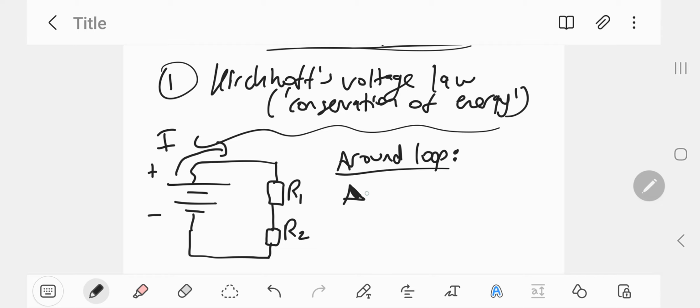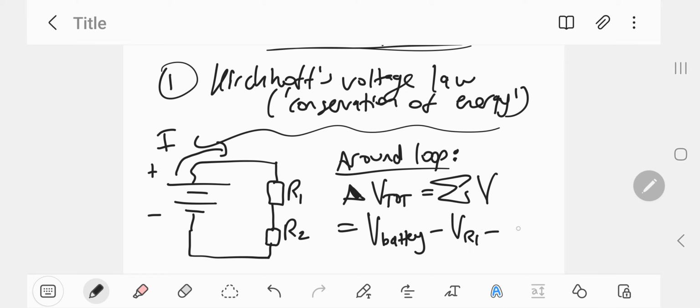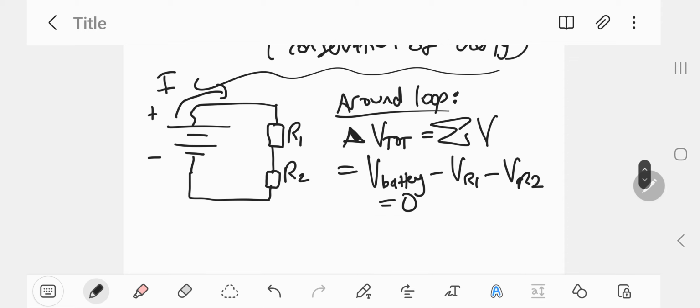that the change in the total voltage, which is the same thing as saying the sum of all voltages across the loop, the circuit, is simply the voltage of the battery minus the voltage of the first resistor minus the voltage of the second resistor. And that must equal zero. The change in the voltage, in other words the energy, must be zero. That means it's constant. So energy from a voltage source is conserved. That's what this statement says.